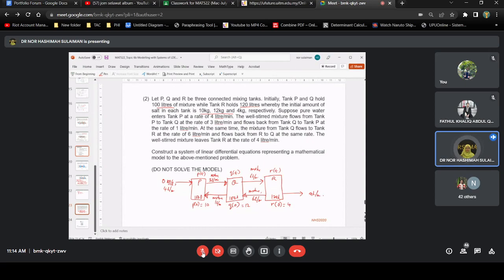Okay, see? If you can come up with this diagram, then constructing the system of differential equations is going to be easy. If we focus on tank P, it has inflow from this direction and this direction, and then outflow. For Q, there are 2 inlets and 2 outlets. And finally tank R has 1 inlet and 2 outlets. Okay, and do it like before.